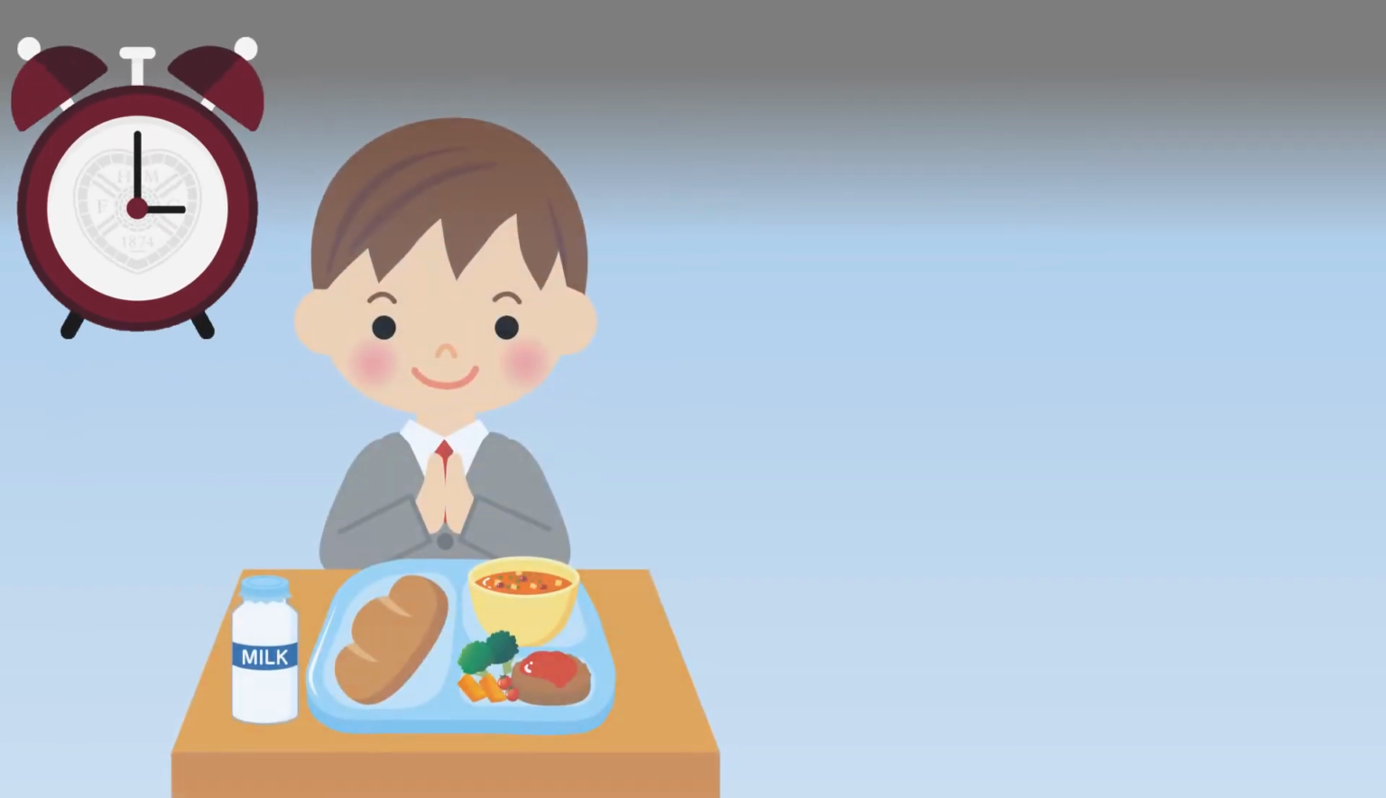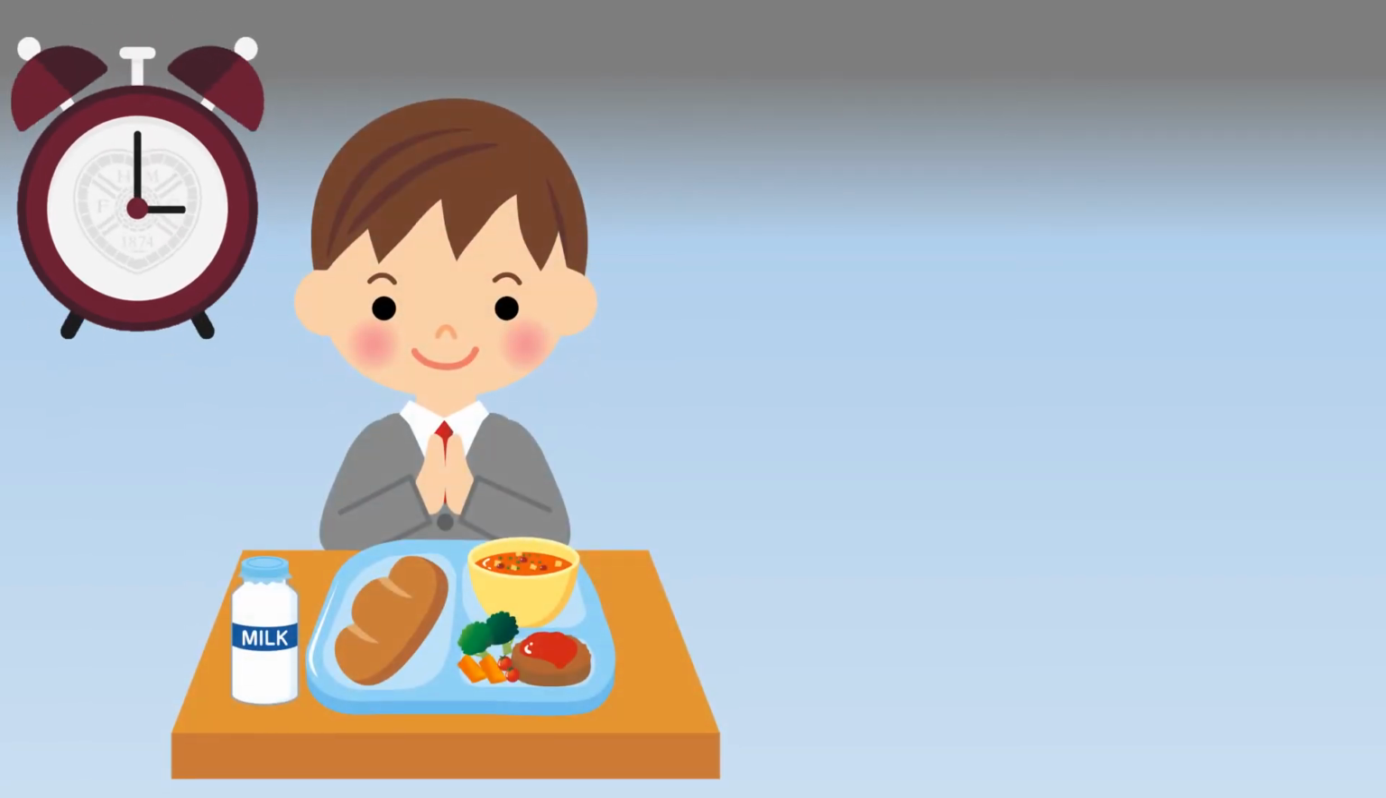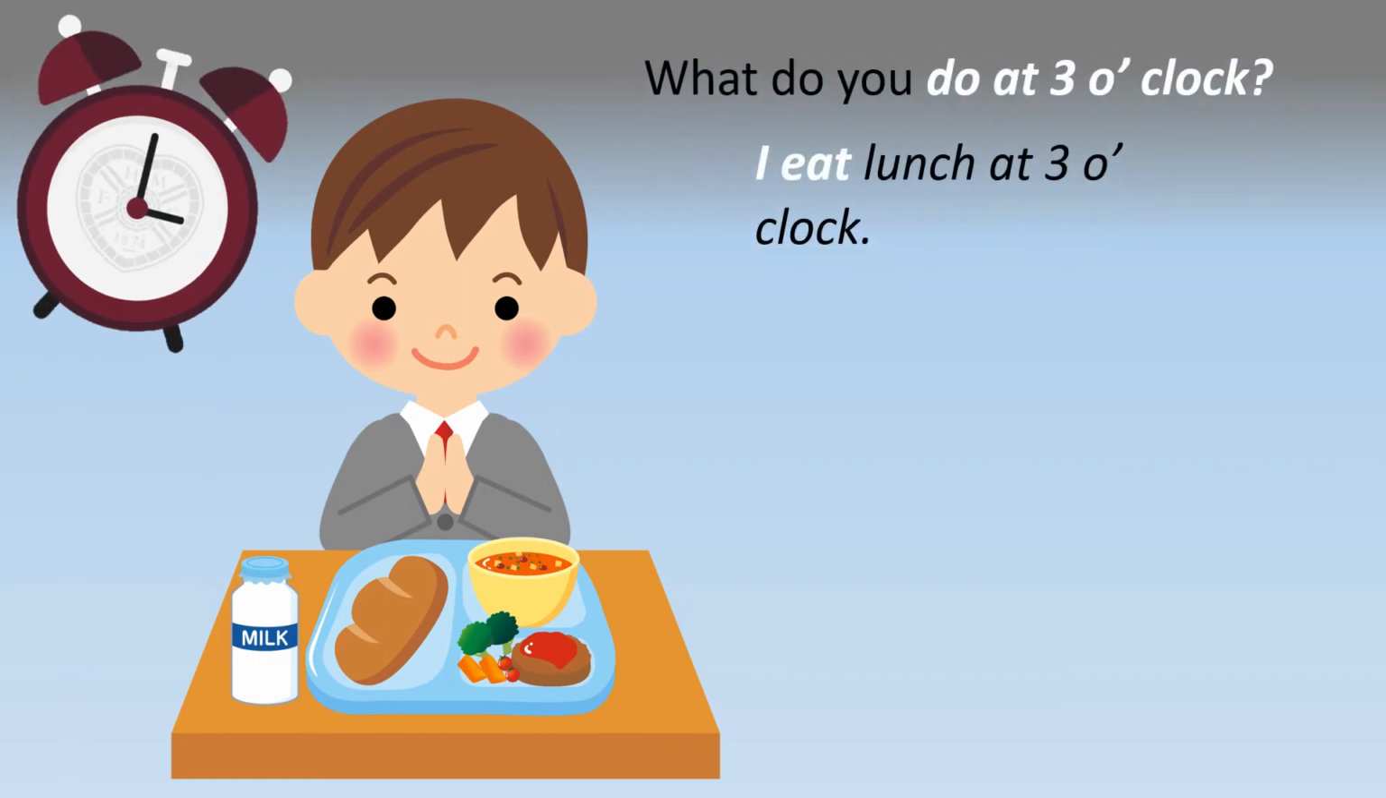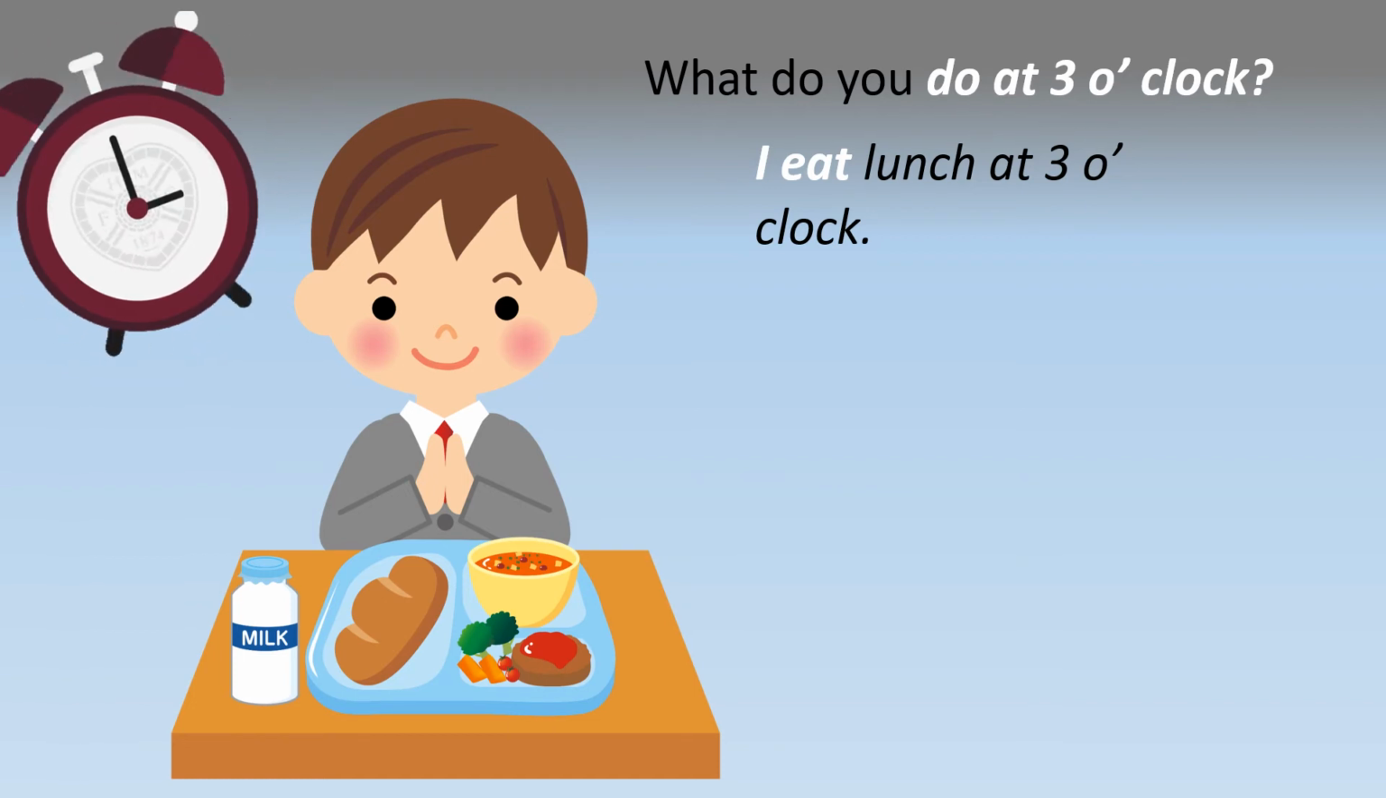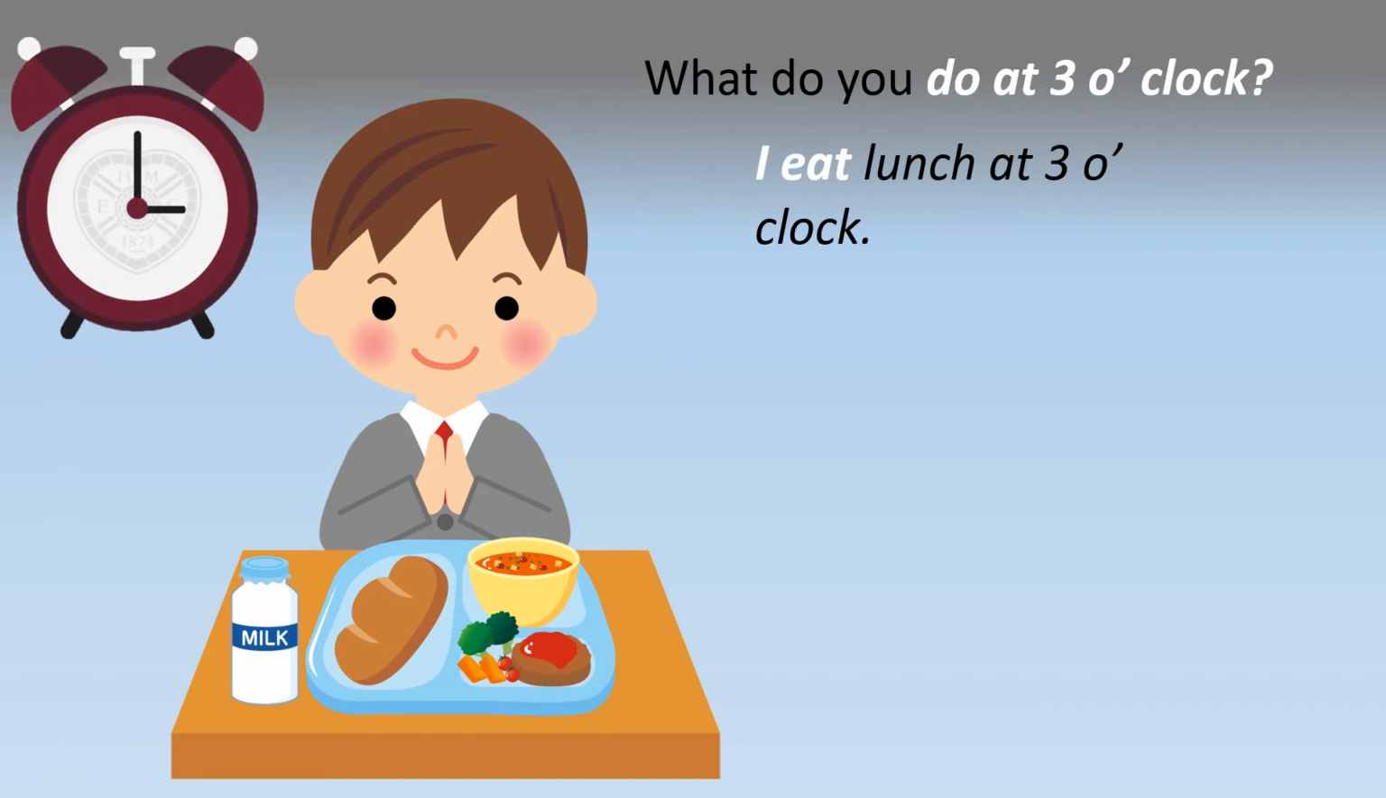Okay, we're going to move on and look at another example, and let's practice this a bit more. So what do you do at 3 o'clock? I want to know about your activity at 3 o'clock. So when I ask, what do you do at 3 o'clock? It means, okay, what are you doing every day at 3 o'clock? Therefore, you would use a present simple, as we had initially practiced. I eat lunch at 3 o'clock.